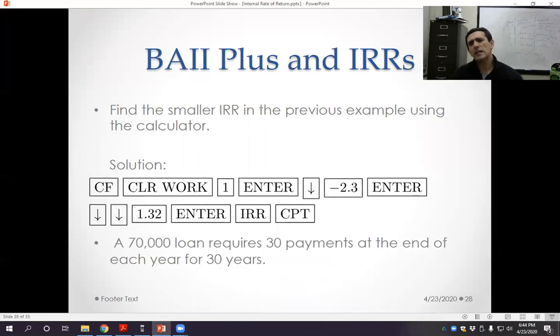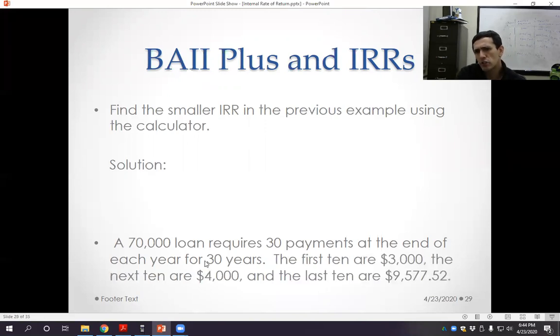Okay, so let's look at the frequency button and how to use that. In particular, let's check something from the latest exam, the last problem. A $70,000 loan requires 30 payments at the end of each year for 30 years. The first 10 are $3,000, the next 10 are $4,000, and in the exam you found that the last 10 are $95.77.52. I told you that the effective yearly interest rate is 5%. Let's check that.